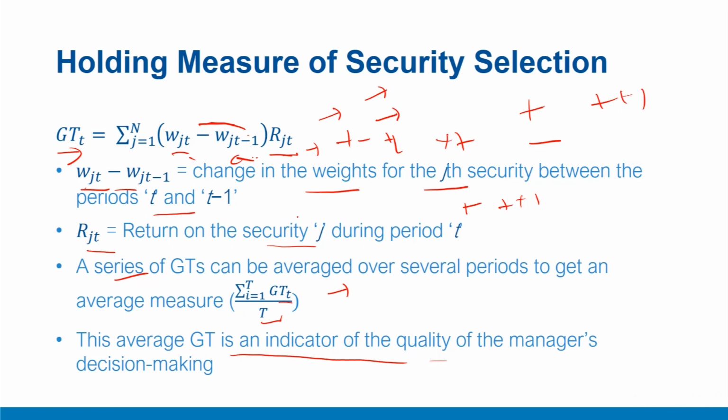To summarize, in this video we discussed the holding measure of security selection. We noted that using holdings data and period on period changes in this data, we can examine whether a manager is successfully able to select those securities that are undervalued or overvalued, thereby benefiting the portfolio in terms of superior performance in future.